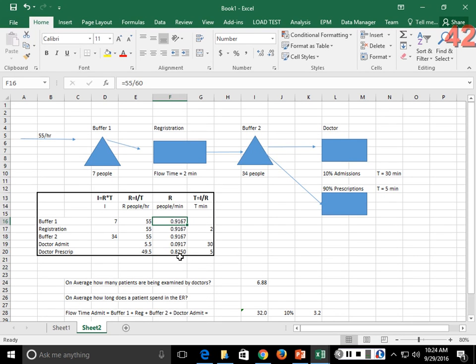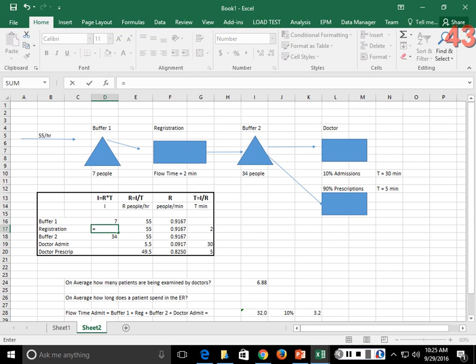Okay, so I usually start out with one column or the other and just consistently fill in the blanks, right? And so for registration, okay, Kaylin, how am I going to calculate inventory for registration?